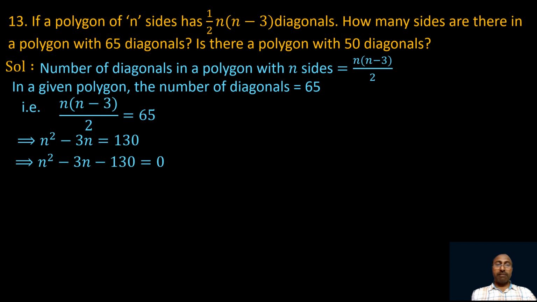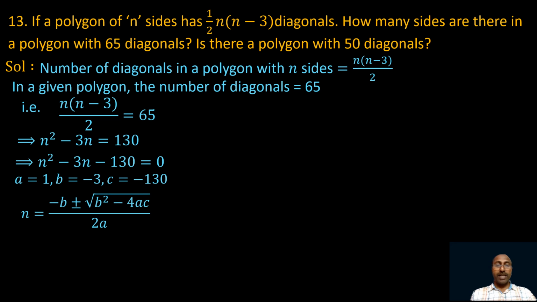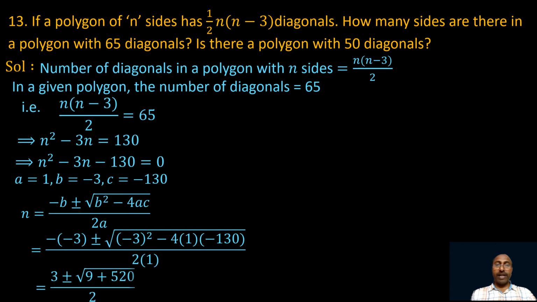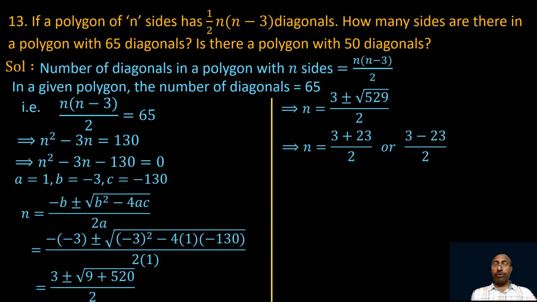Let us solve this by the quadratic formula. Here a equals 1, b equals minus 3 and c equals minus 130, and the quadratic formula is n equals minus b plus or minus under root b square minus 4ac by 2a. By substituting all the values and simplifying we get 3 plus or minus root 529 by 2, where root 529 is equal to 23. So n is equal to either 13 or minus 10.